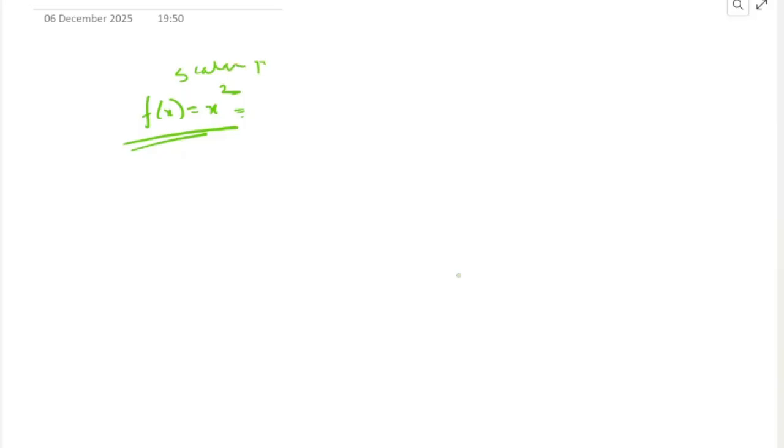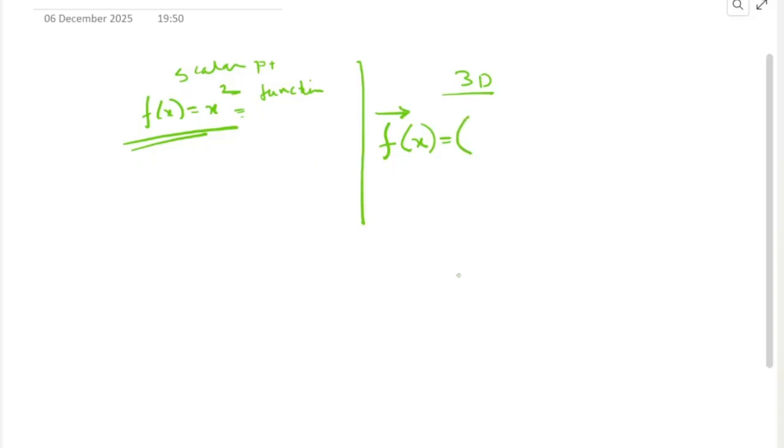Example of scalar point function. And then we know that if we want to deal with a vector point function, then there are components, right? So suppose I write the same thing, f, now I put a direction sign, and x. Then suppose I am doing all the things in 3D, then it will have three components along the i, j, k axes. That means here it will be a function of x, again another function of x, and again another function of x.